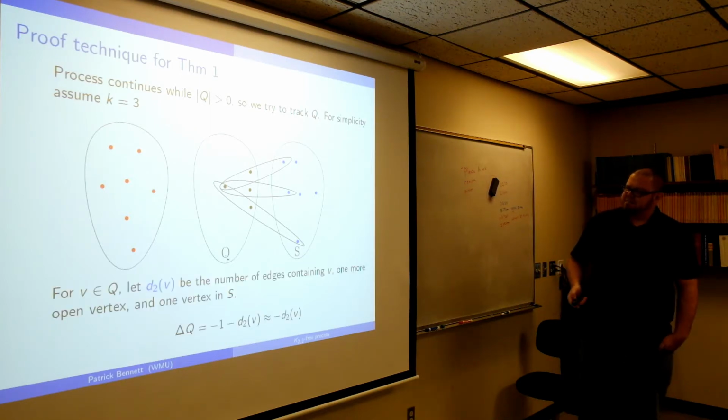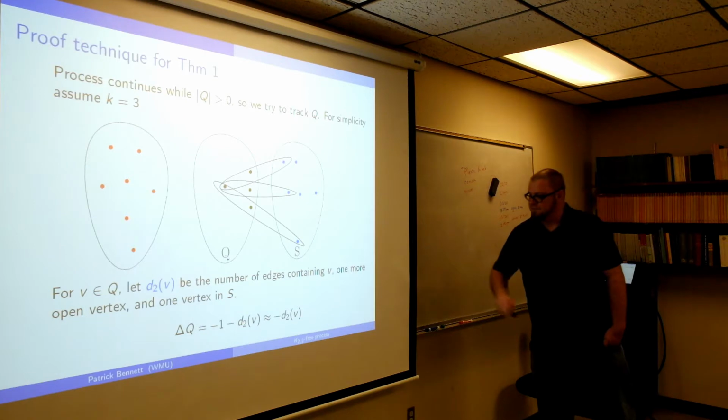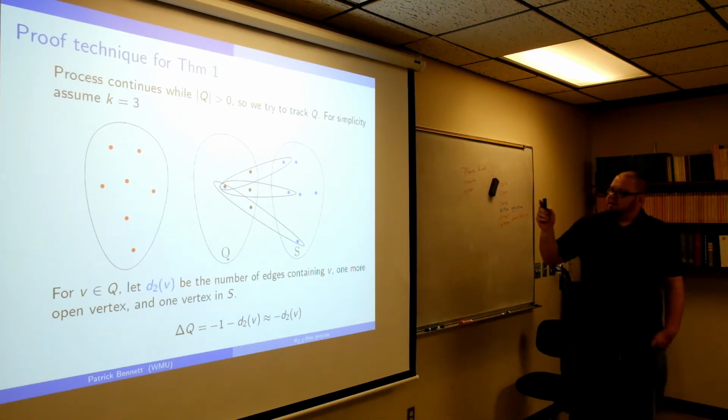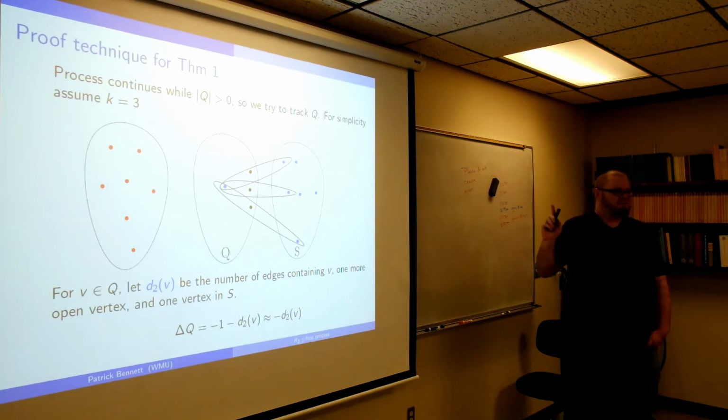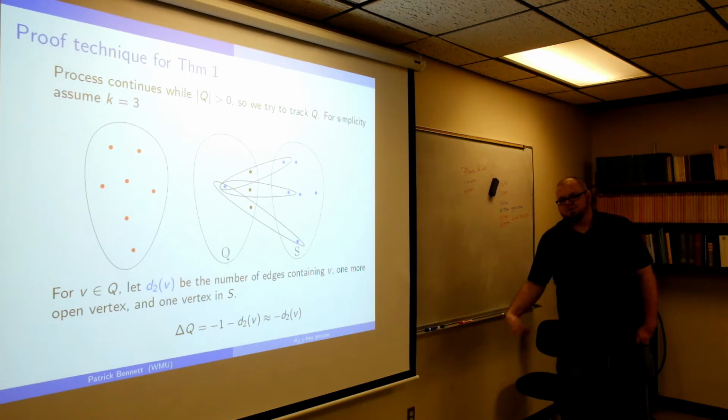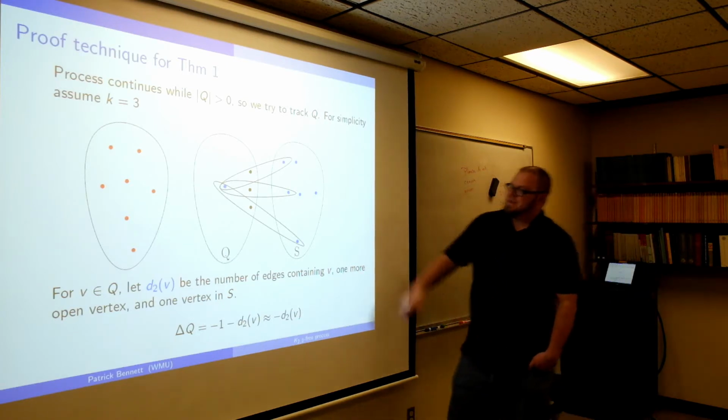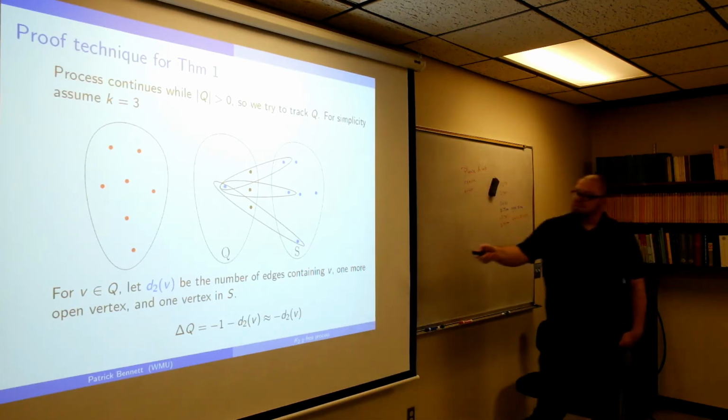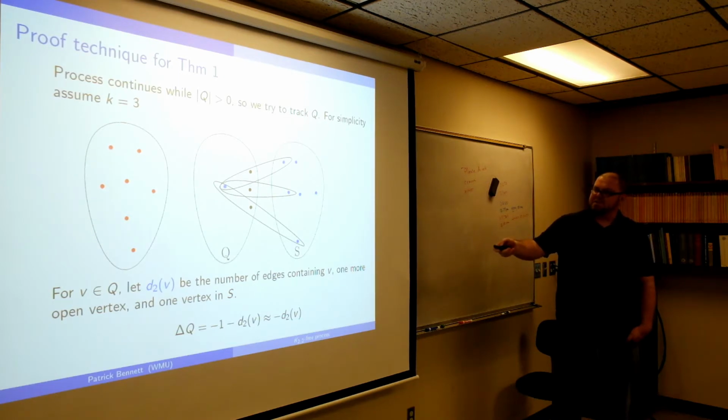Well, at each step, I'm getting a little ahead of myself. At each step, I choose a black vertex and I turn it blue. But then maybe that forces more vertices to turn red. In particular, it's going to turn these red.